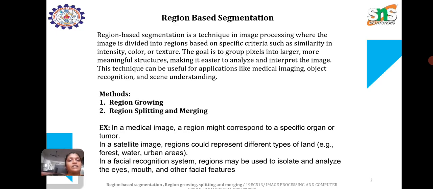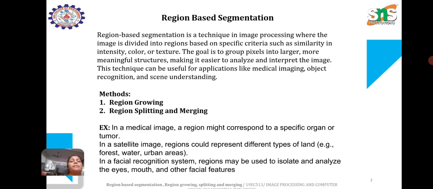So let us discuss region growing. This method starts with a seed of points and grows regions by appending neighboring pixels that have similar properties such as intensity or color. This process continues until no more pixels can be added to the region based on the chosen criteria.